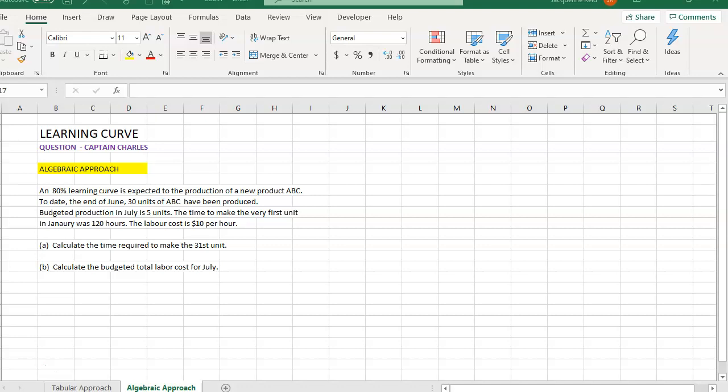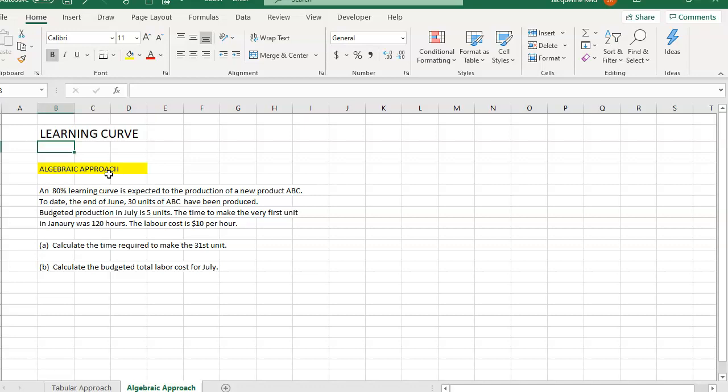So this is the second of the two approaches that you can use in order to deal with learning curve questions. Now, I'm not going to be using the Captain Charles, but coincidentally, you could still use the same algebraic approach in order to work that out. But I'm not going to try to confuse the public this evening. So we're going to keep the approaches separate using separate questions.